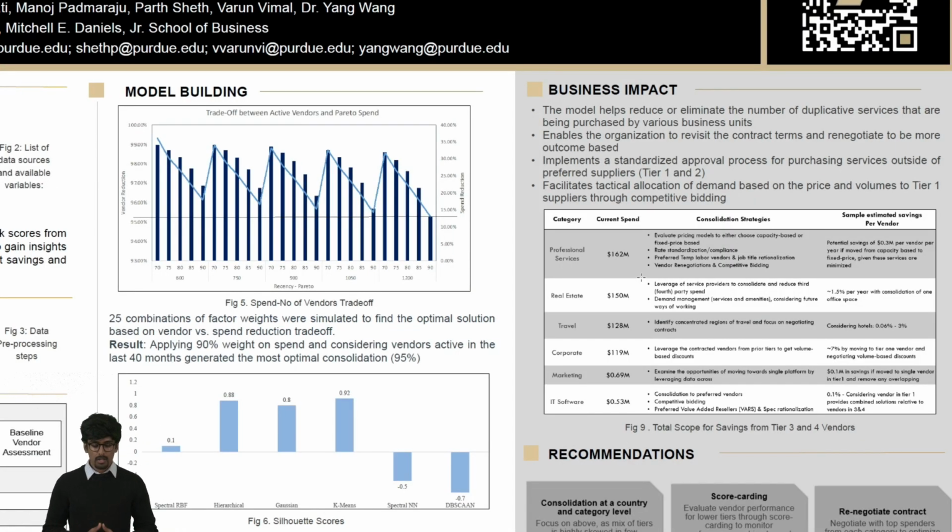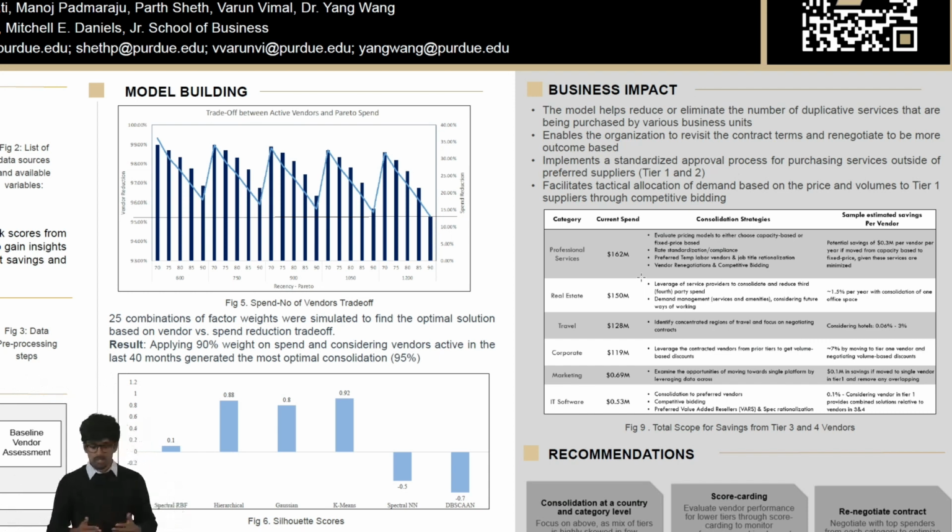Coming to the business impact, the solution that we built will essentially help our clients reduce and eliminate the number of duplicate services that are being provided across business units. Especially within the travel sector, we identified a plethora of vendors that were providing homogeneous services, and we identified about 128 million in opportunity costs that they could gain in terms of eliminating those bottom-tier vendors.